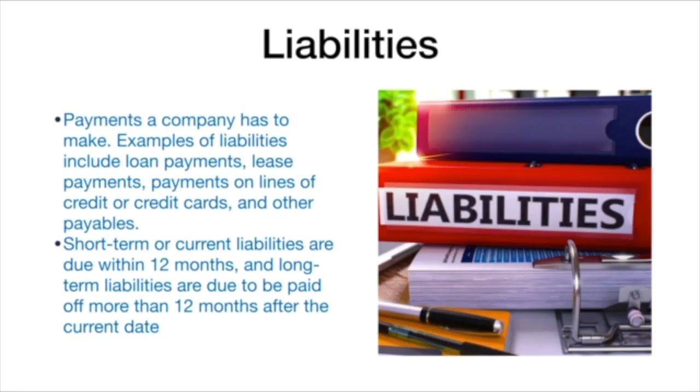Liabilities are payments that your company has to make. Examples of liabilities include loan payments, lease payments, payments on lines of credit or credit cards, and other payables. There are two types of liabilities: the short-term or current liabilities are due within 12 months, and long-term liabilities are due to be paid off more than 12 months after the current date.